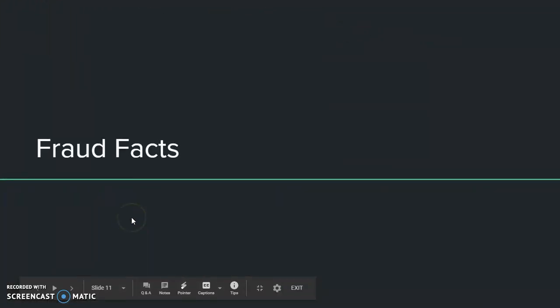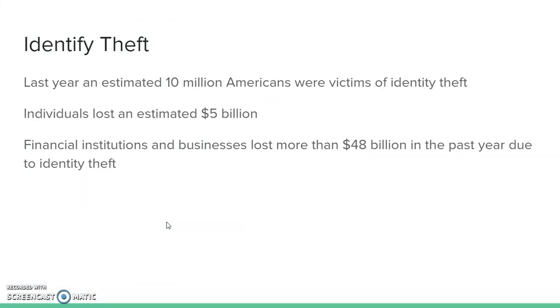All right, so those are some different fraud scams that are out there that we may possibly become victims of, some type of perpetrator trying to take advantage of us as consumers. Now, when it comes to fraud, there are some facts that we also need to be aware of, not just the particular scams that are there. Let's take a look at identity theft, which is quite common.